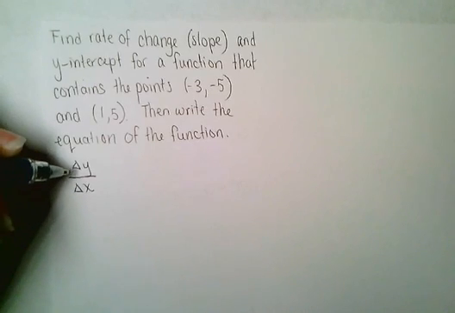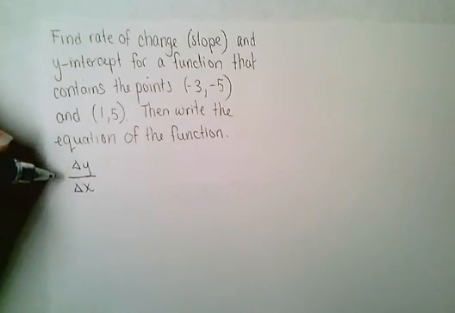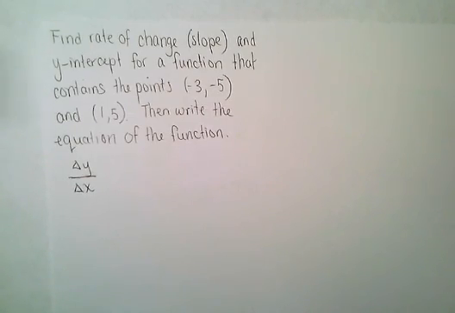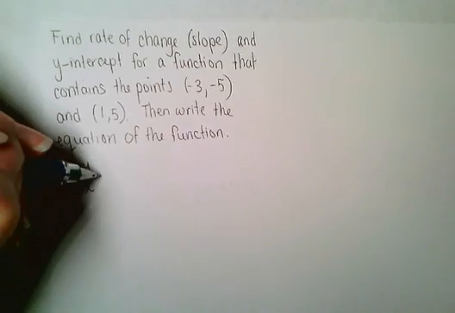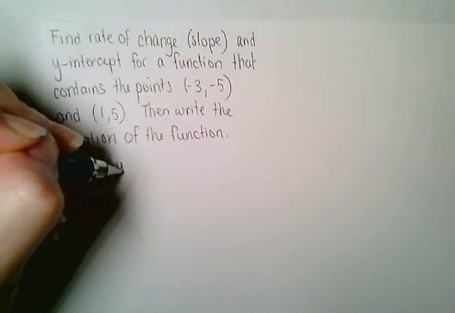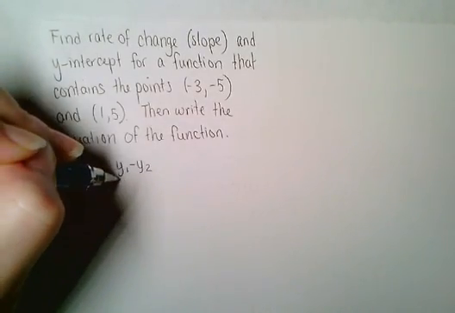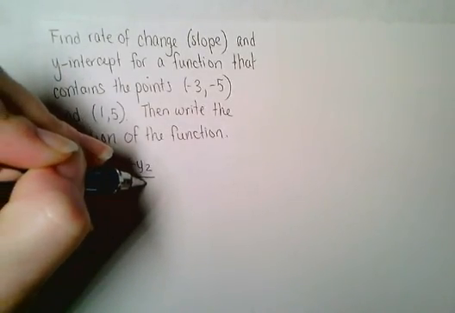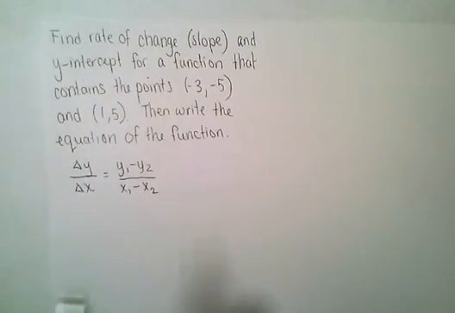That little triangle is called a delta. It's a Greek letter, and it just means the change in. And change essentially means difference. That means we're subtracting the y values on top of the fraction, and we're subtracting the x values on the bottom of the fraction.